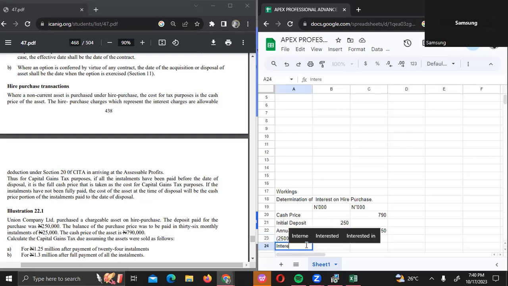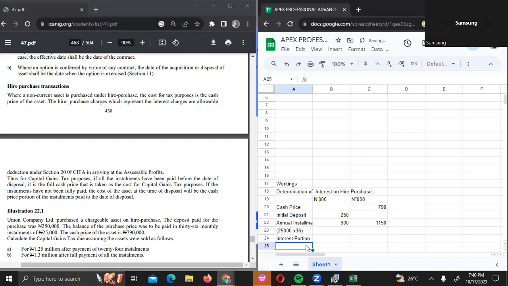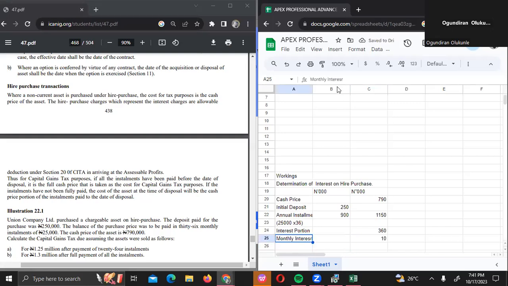Then the interest portion will be 1150 minus 790. So this is the total interest element I was going to pay. That's 360,000, right? So the monthly interest will be 360,000 divided by the period of installment, which is 36 months, and that gives you 10,000 naira. So that is the interest portion of the contract. Is that clear enough, please?